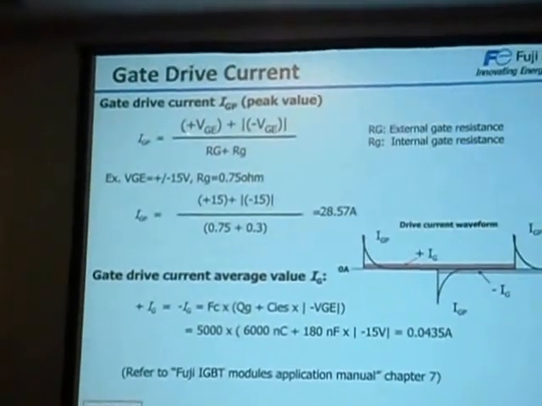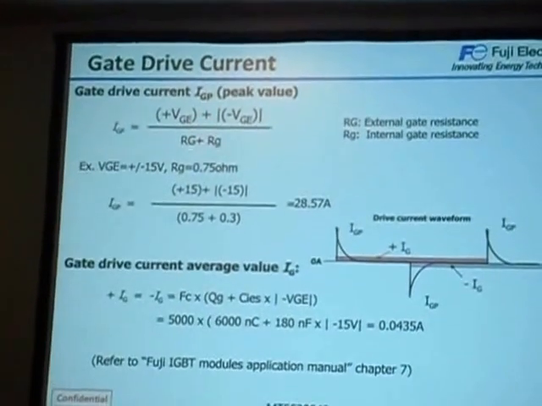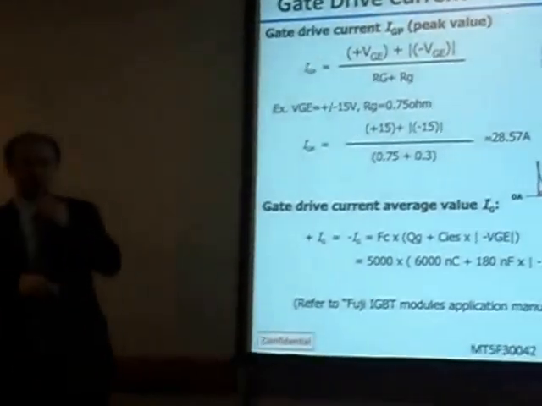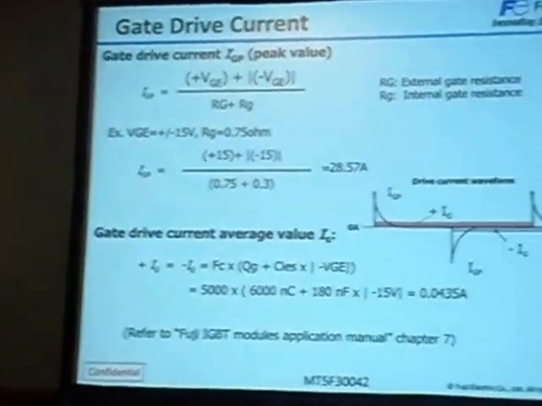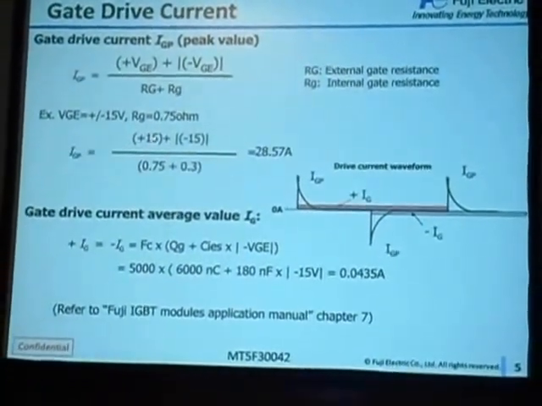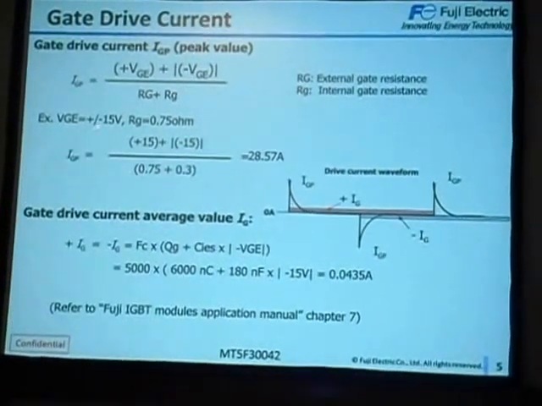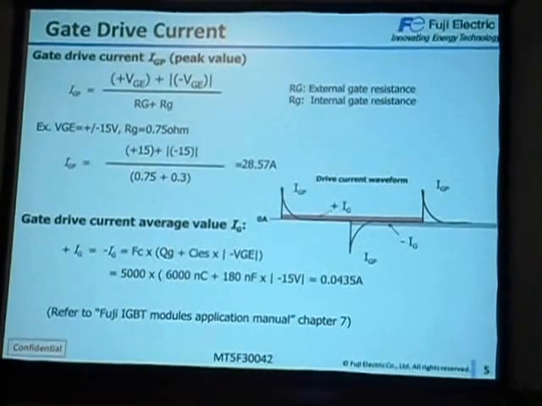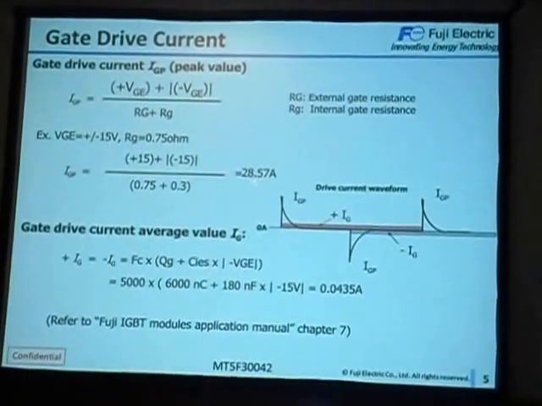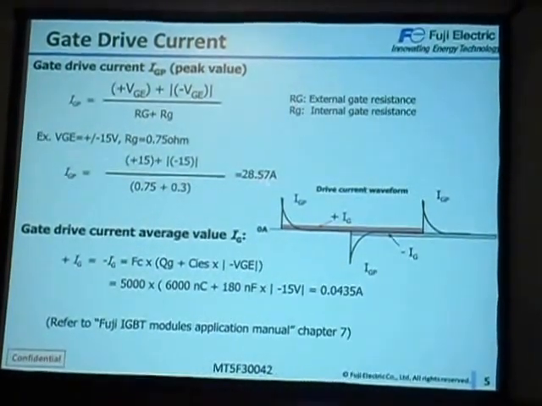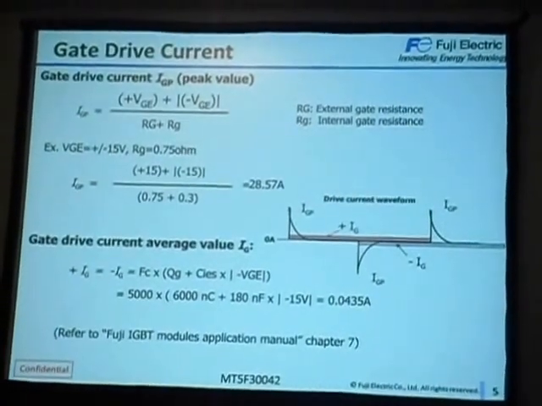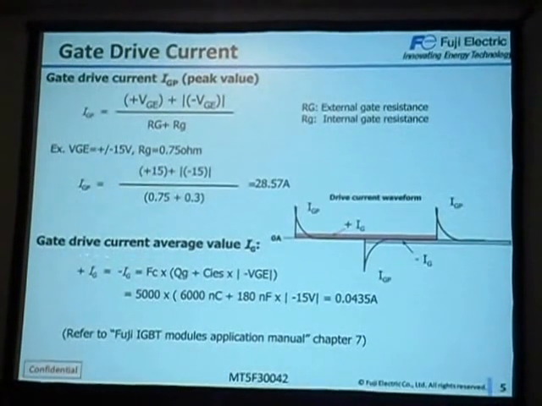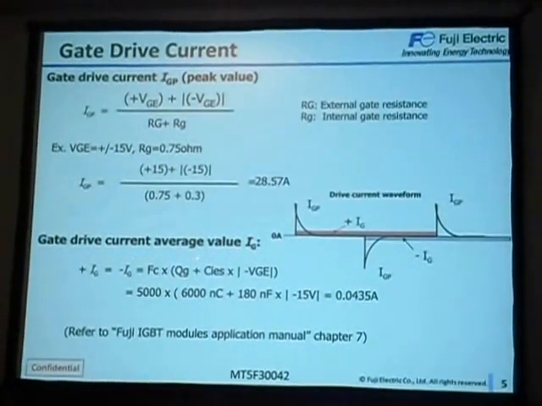the maximum peak current is 15 plus 15, which is 30, divided by 2, so 15 amps is required for the gate power supply. Here is another example for plus and minus 15 volts: if there is 0.75 ohm external and 0.3 ohm internal resistance, a peak current of 28 amps is needed for the gate power supply. This is a peak value, but the average value is a little bit different.